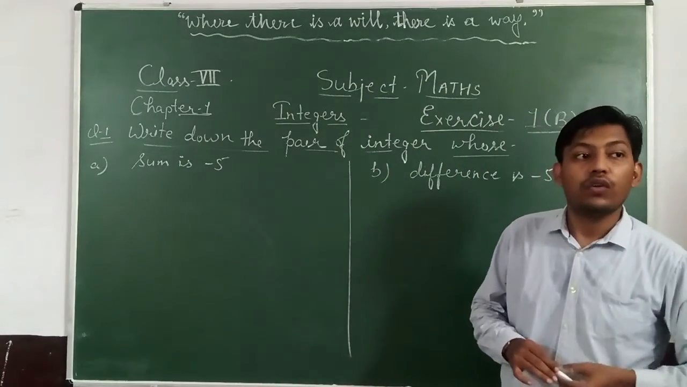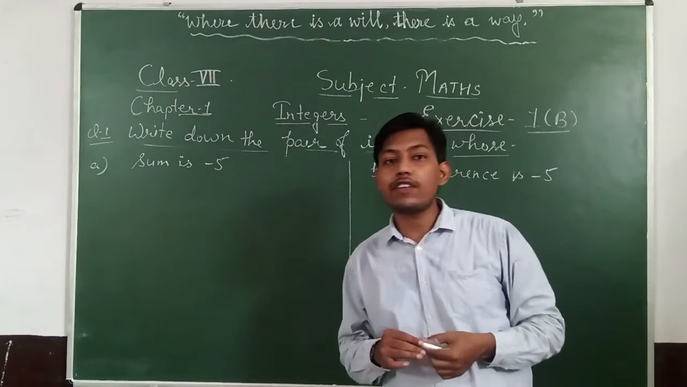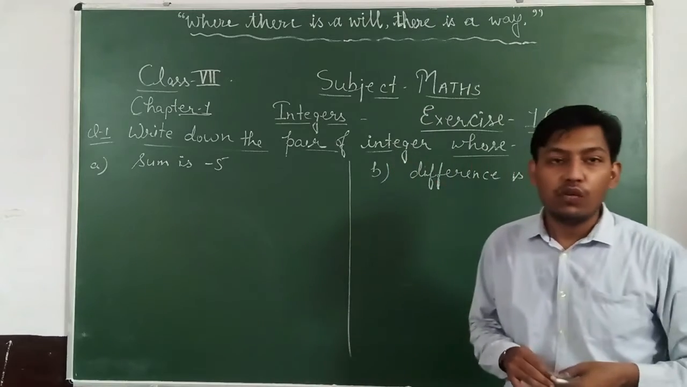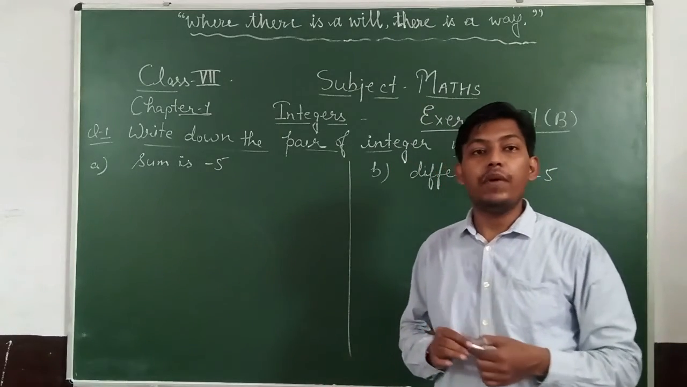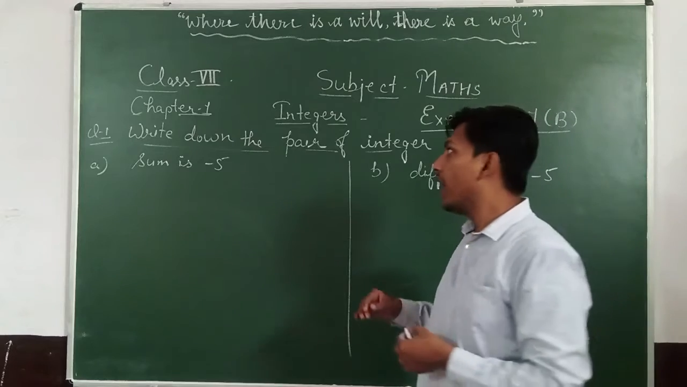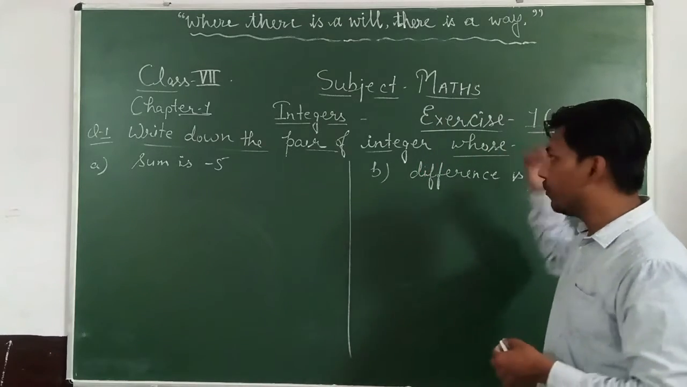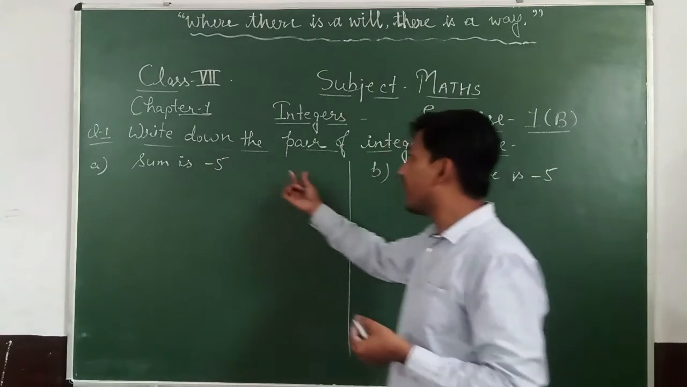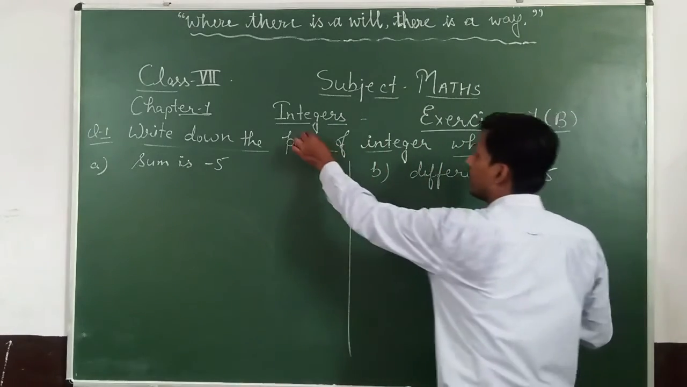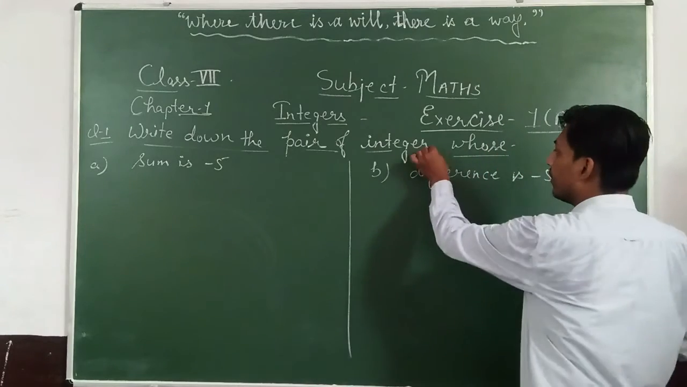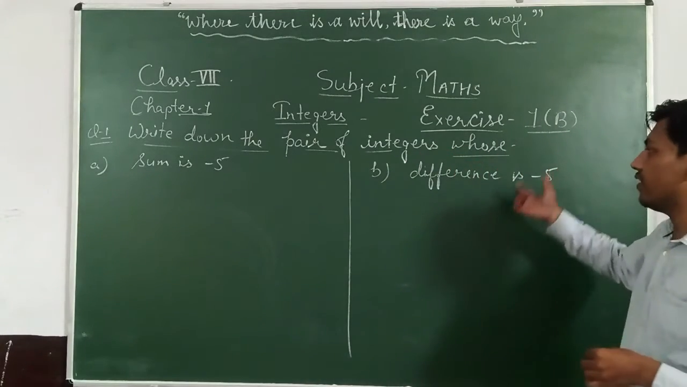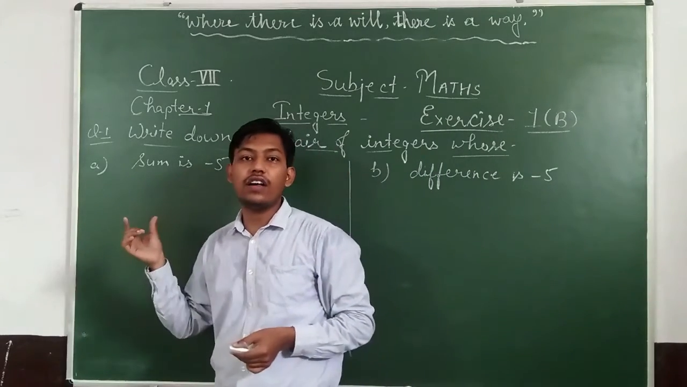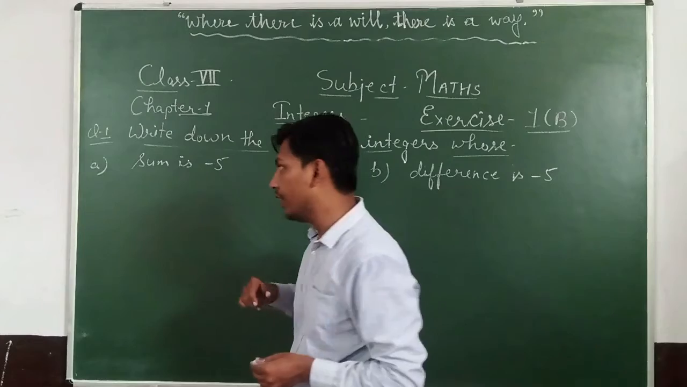In the last video, we discussed the properties of subtraction and addition of integers. Now, in this video, we will continue the sums based on those properties, and exercise 1B. So from the start, the first question is: write down the pair of integers whose sum is minus 5 and difference is minus 5. First, we have to write some pairs of integers whose sum is minus 5.